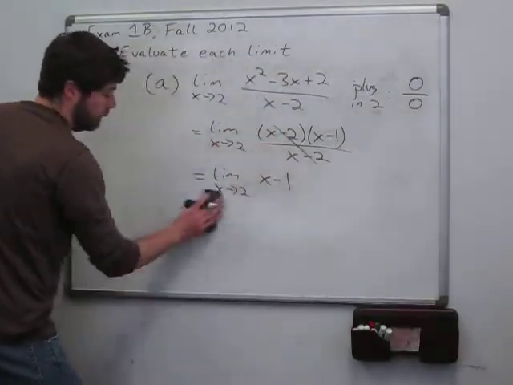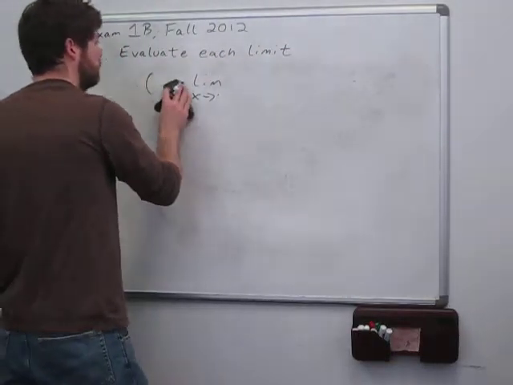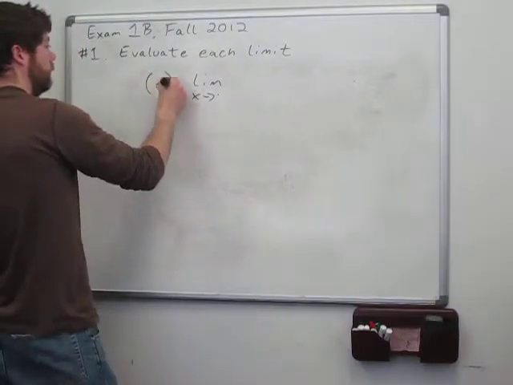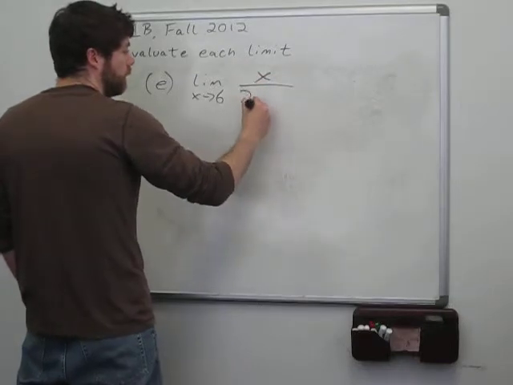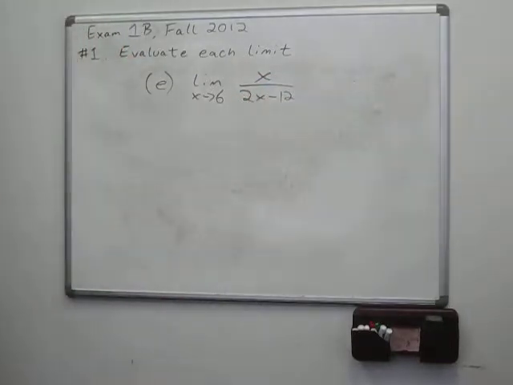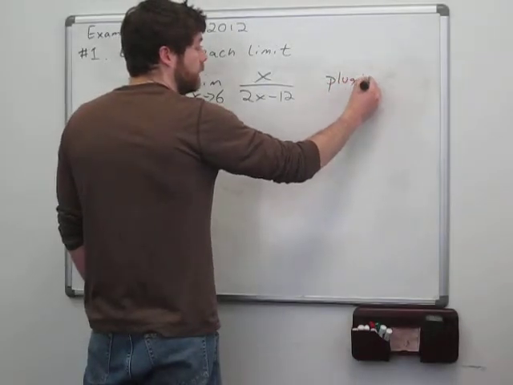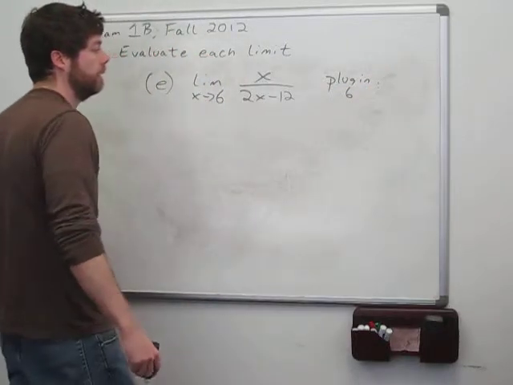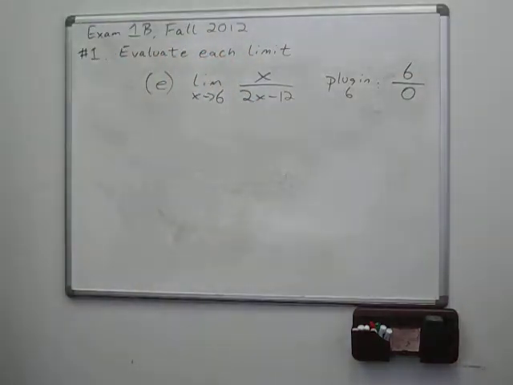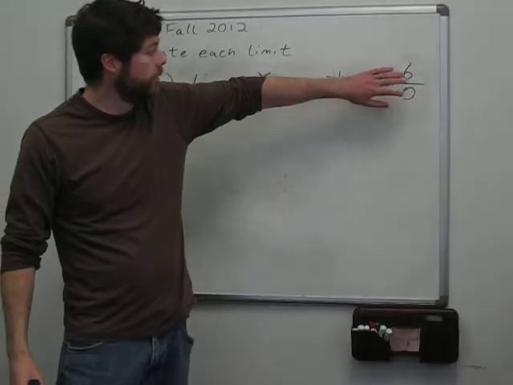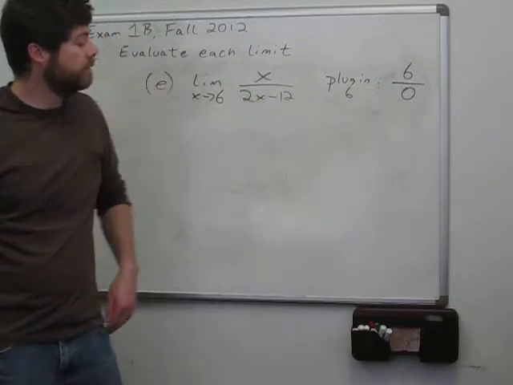So let's look at another variation of that type of problem. Part E wants us to find the limit as x approaches 6 of x over 2x minus 12. Again, we have a rational function here, so we're just going to go ahead and plug in 6 and see what happens. In this case, we get 0 in the denominator, but we get 6 in the numerator. And this is an undefined form. We have a non-zero number in the numerator and 0 in the denominator.